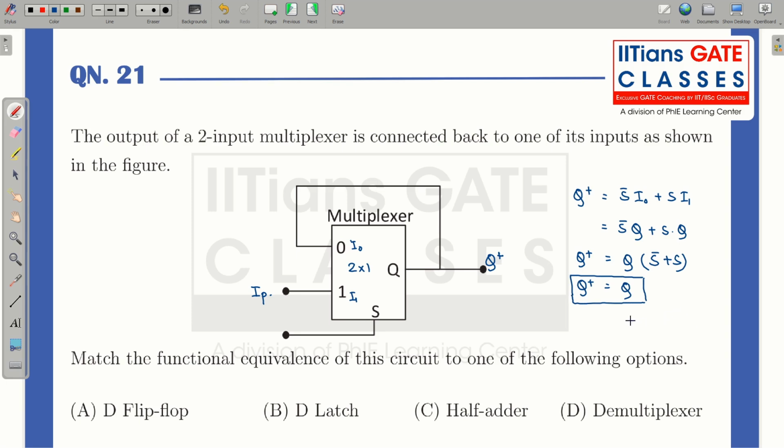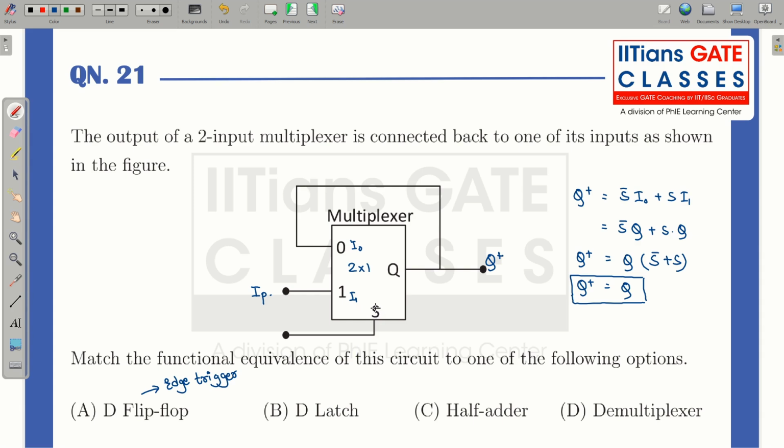Now D means what? Delay. I am not yet saying whether it is a flip flop or a latch. Which option do you think, D flip flop or D latch? We know that flip flops are edge triggered. It can be negative edge triggered or positive edge triggered, and latches are usually level triggered.